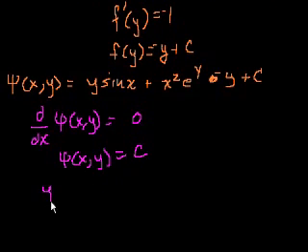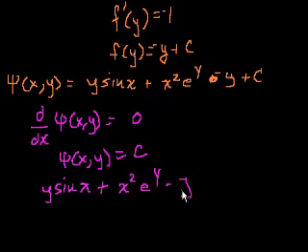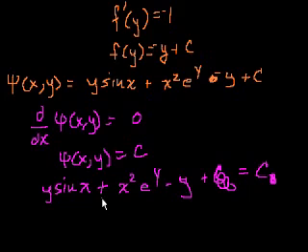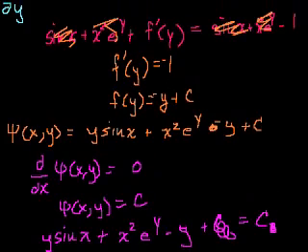So we could say y sine of x plus x squared e to the y minus y. Now we could say plus this c, you call that c1, is equal to c2. Well, you can subtract the c's from both sides and just be left with the c at the end. But anyway, we have solved this exact equation.